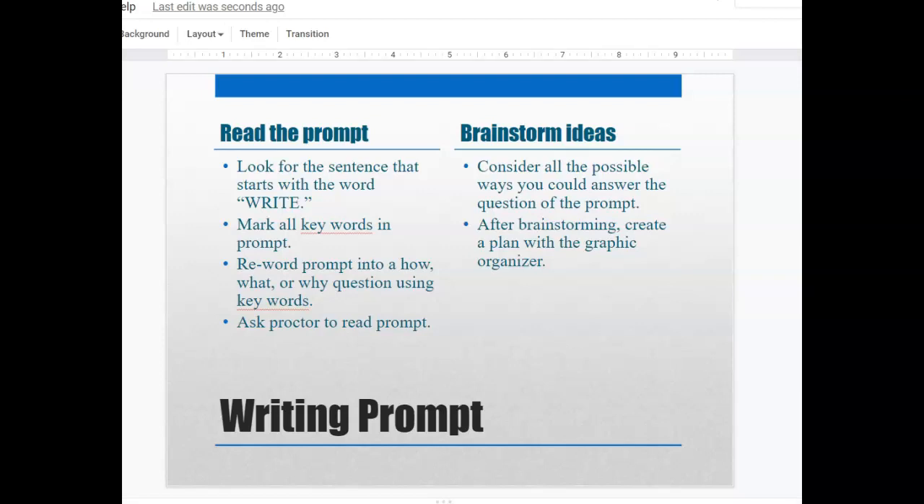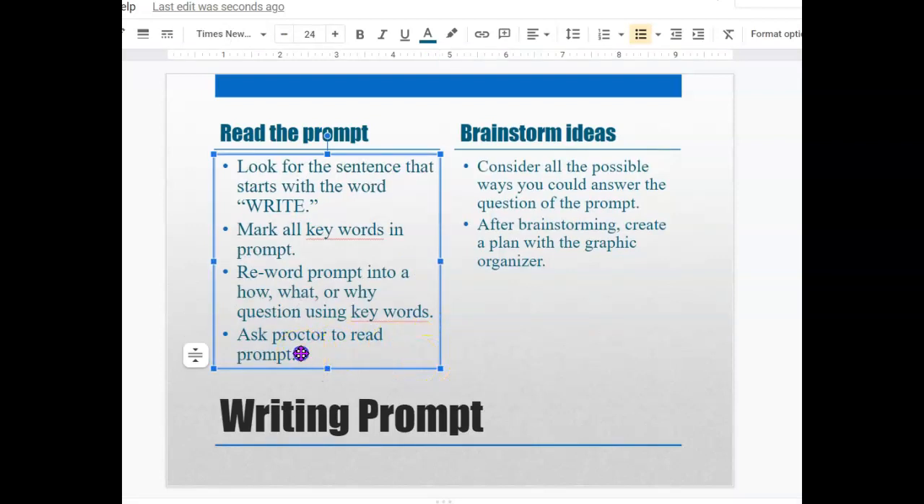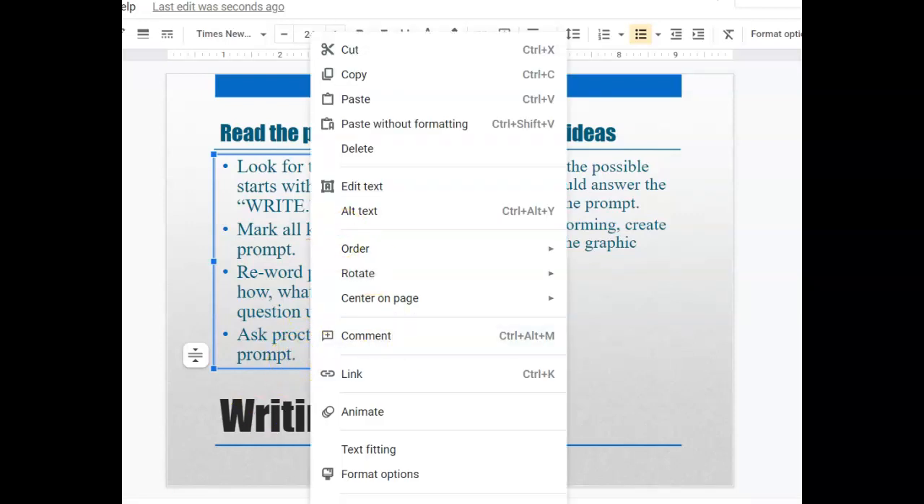But make sure it still actually is the prompt, okay? Don't just make a random how, what, or why question. It has to actually still contain the actual content of the prompt. For example, you wouldn't want to do this, and I'm going to type it in here so you can see.